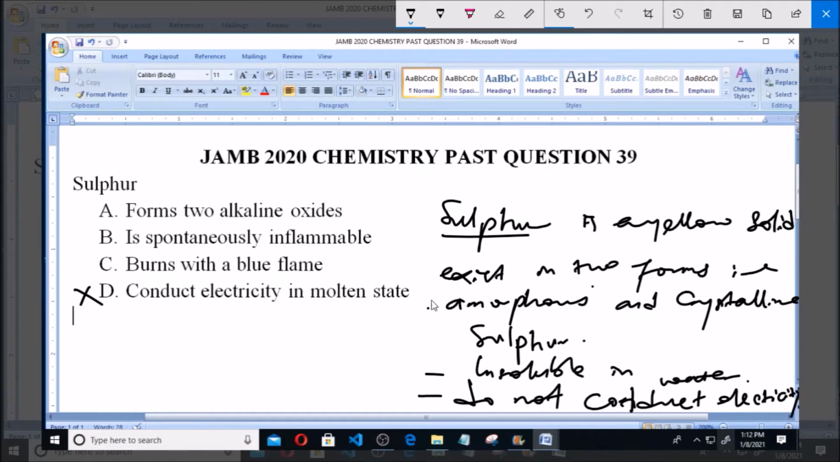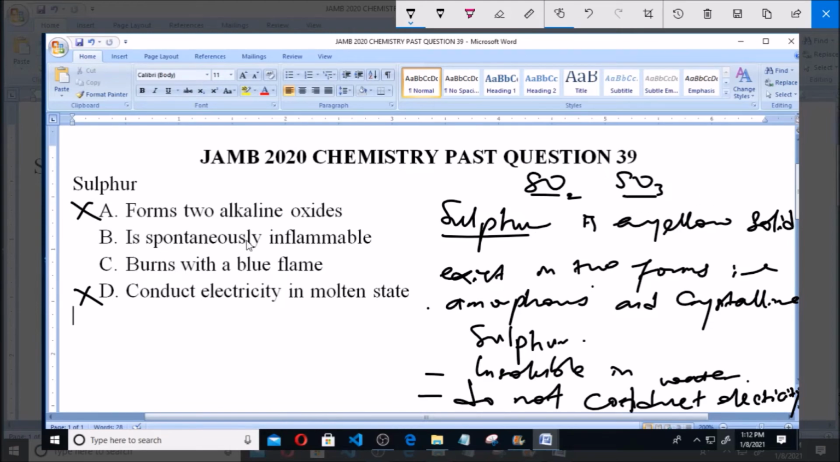Now sulphur also forms two acidic oxides, that is the SO2 and SO3. So these two oxides of sulphur are acidic oxides, not alkaline, making option A wrong.